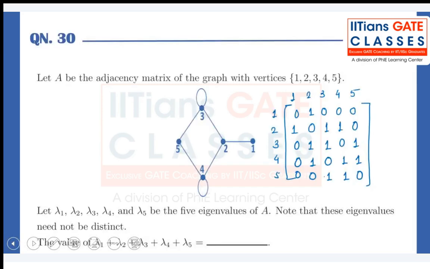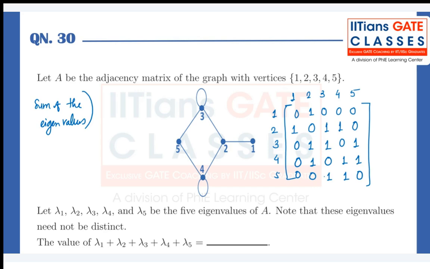We know that the sum of the eigenvalues is equal to the trace of a matrix. This is neither an upper triangular, nor a lower triangular, nor a diagonal matrix. So we cannot say that the eigenvalues are along the principal diagonal.